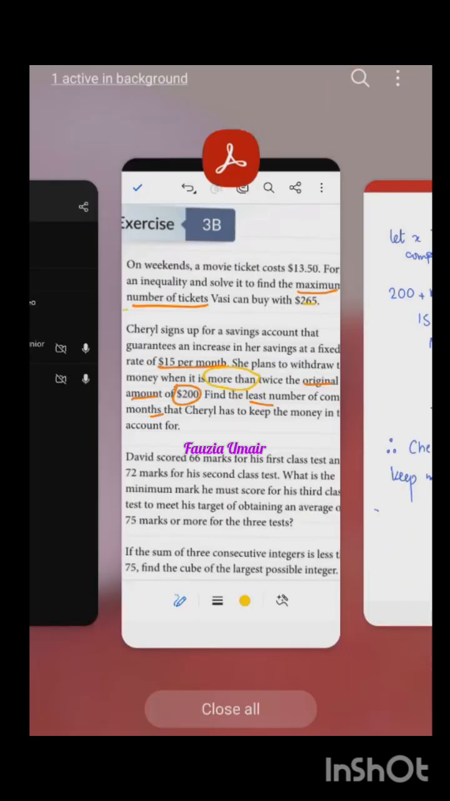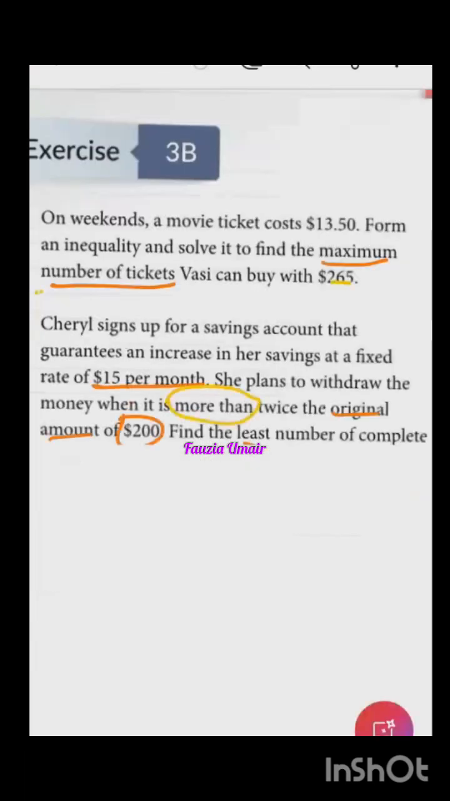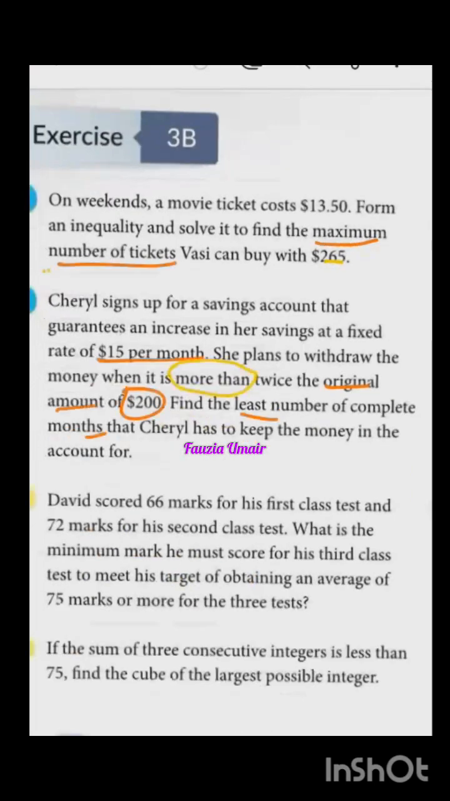Alright. So now moving on to, actually the inequalities are having different thinking style, they are not equalities. So next question is: David scored 66 marks for his first class test and 72 marks for his second class test. So what is the minimum marks he must score for his third class test to meet his target of obtaining an average of 75 marks or more for the three tests?